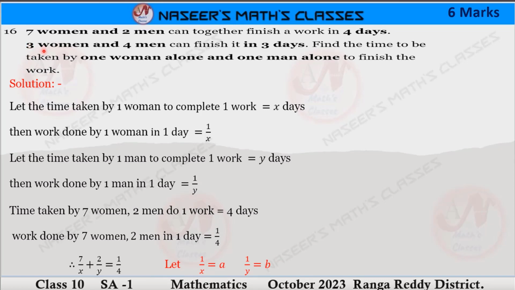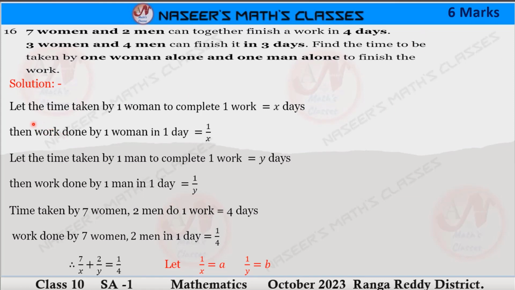Solve the 16th question. In this one, it is given that 7 women and 2 men can together finish a work in 4 days, and 3 women and 4 men can finish it in 3 days. Find the time to be taken by 1 woman alone and 1 man alone to finish the work.